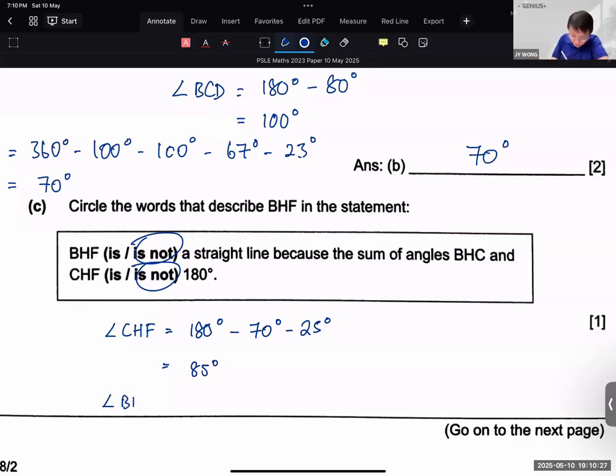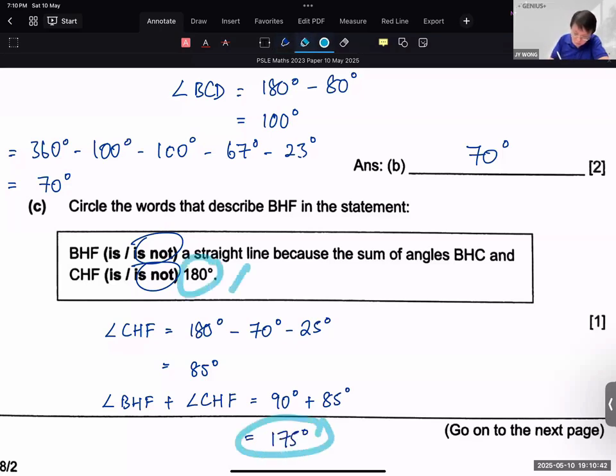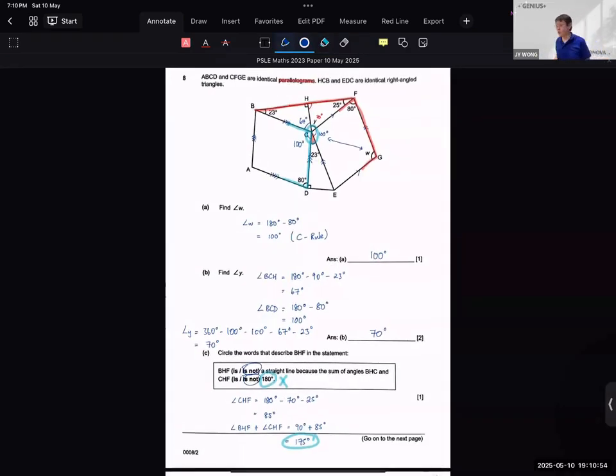So angle BHF plus CHF is only 90 degrees plus 85 degrees to give me 175 degrees. Right? And that's why it is not a straight line. So that is what the question requires you to resolve. You cannot make use of BHF, assume that it's a straight line, and tell me the angle FHC is a right angle. Because then part C of the question no longer makes sense. So always make sure you process the question in full, even though you are solving it part by part.